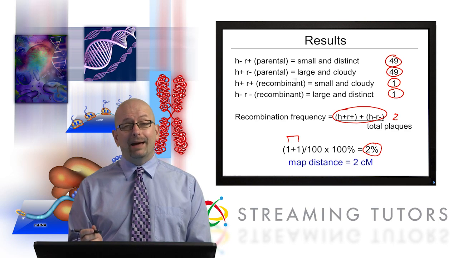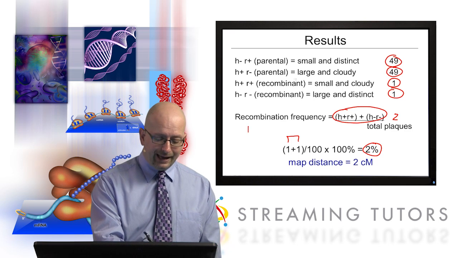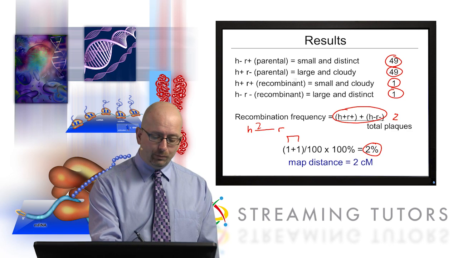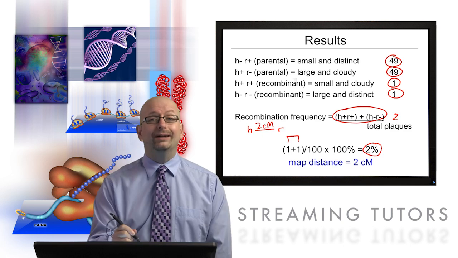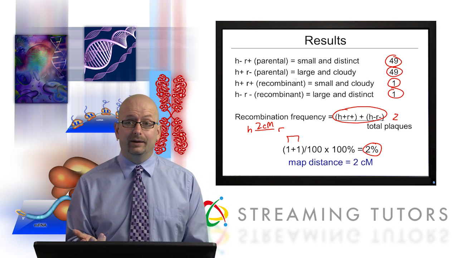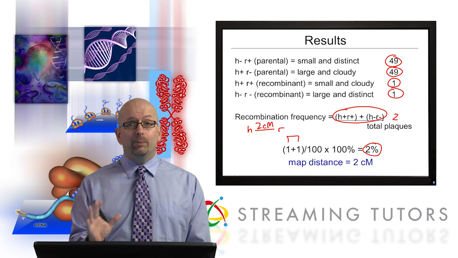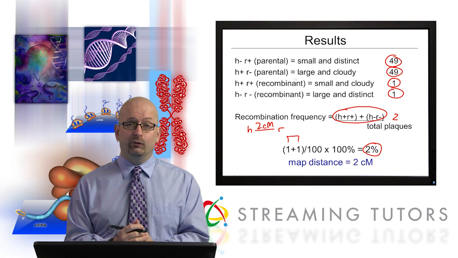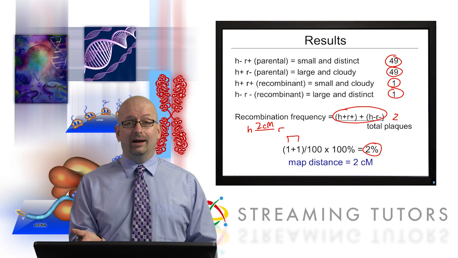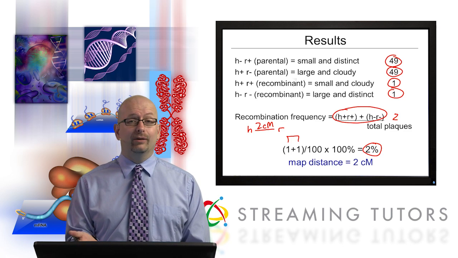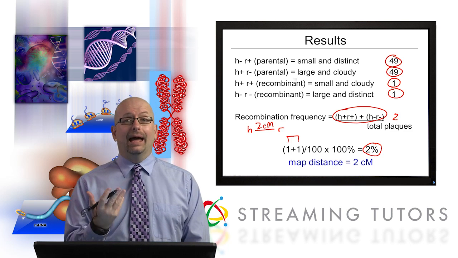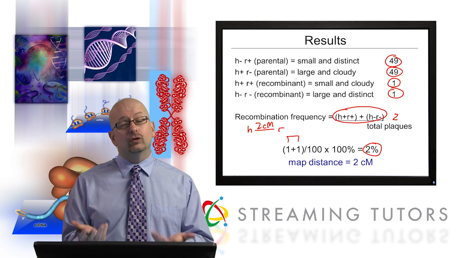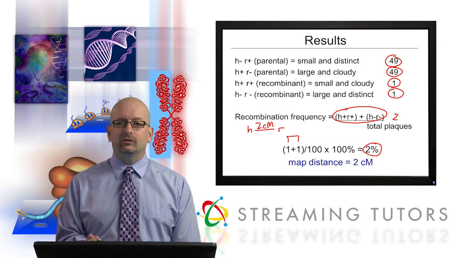And that means that the map distance between the H and the R locus, if you wanted to make a little map, is 2 map units or 2 centimorgans. Remember, those are the same thing. The way you do it is different than what we've done before, but the way the data analysis comes out is pretty much the same thing. How many recombinants did I get over the total number of offspring? That gives us a percentage and gives us the map distance.